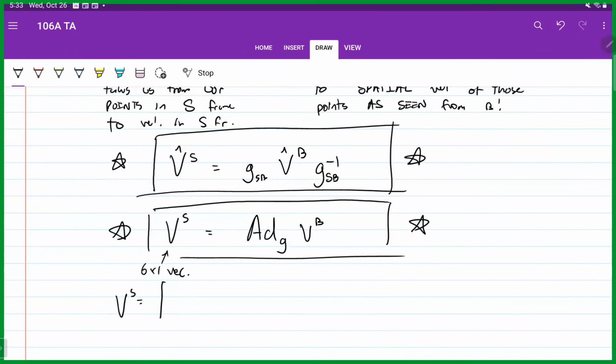That's right. Vs was equal to that little component of linear velocity, and then our spatial omega. And similarly, Vb was little v in the body frame, and this omega in the body frame.